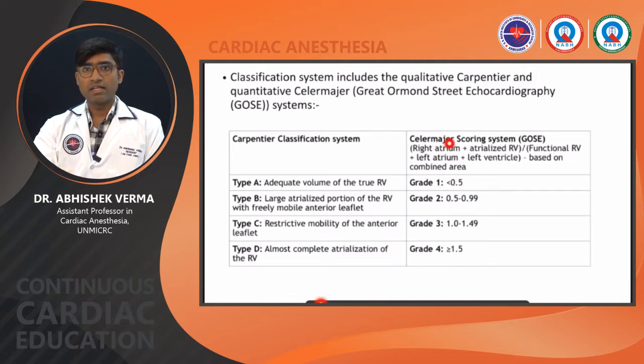Grade 1 is if that area sum, or you can say that division, is less than 0.5, and it has a good prognosis. If it is more than 1.5, it is a poor prognosis. Here in type D we also see a complete atrialization of the right ventricle, meaning the functional RV is not there. So prognosis is very poor in grade 4, or you can say type D.